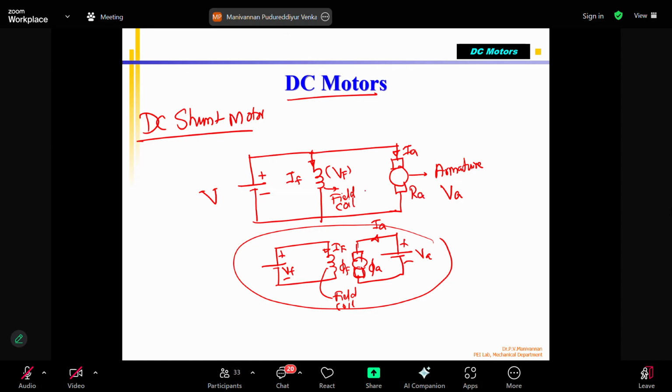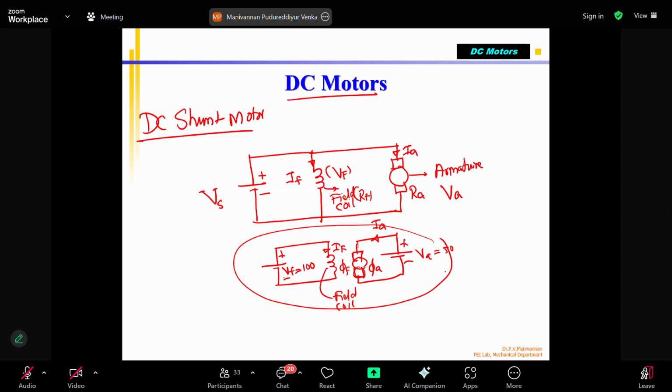The armature has resistance RA and the field coil has resistance RF. This is the supply voltage, VS. The same DC power supply voltage is applied because this is called a parallel connection. I can also have two separate voltages, VF and VA; this may be 100 volts and this can be 50 volts, because there are two power supplies.